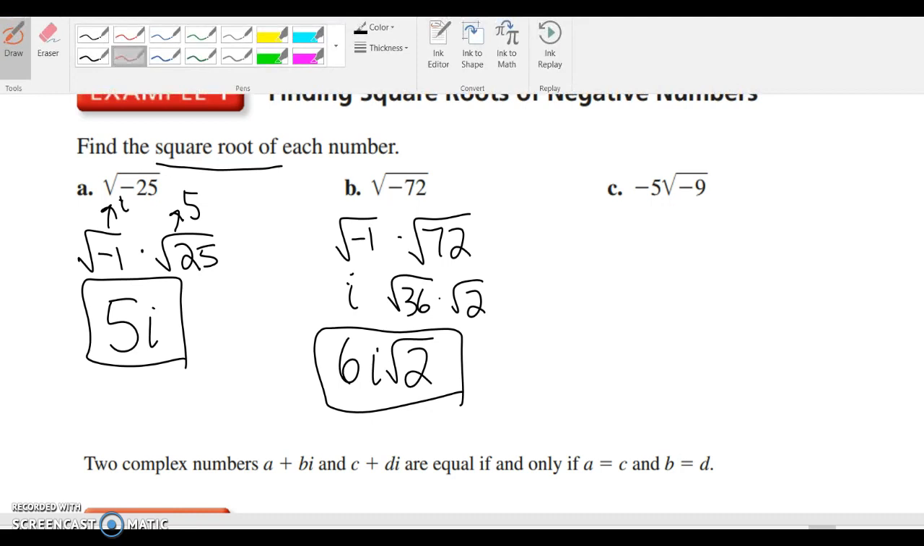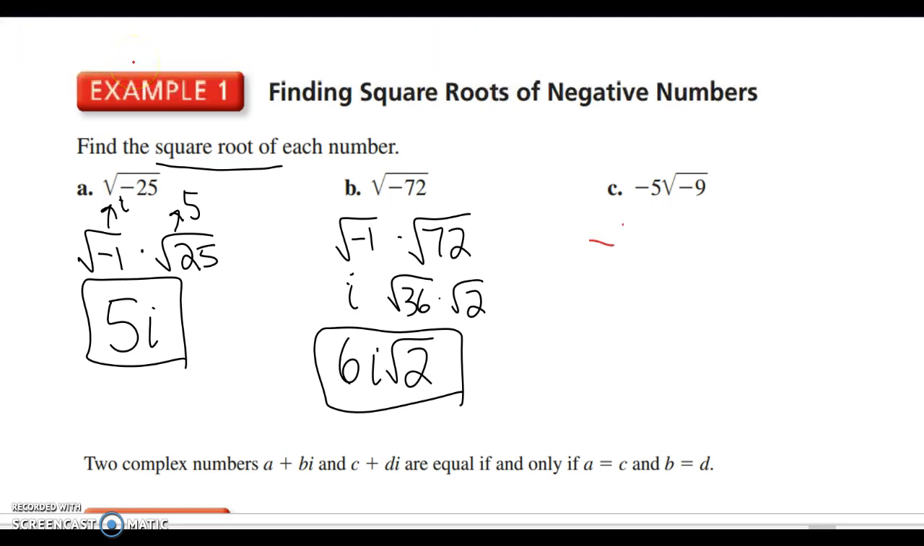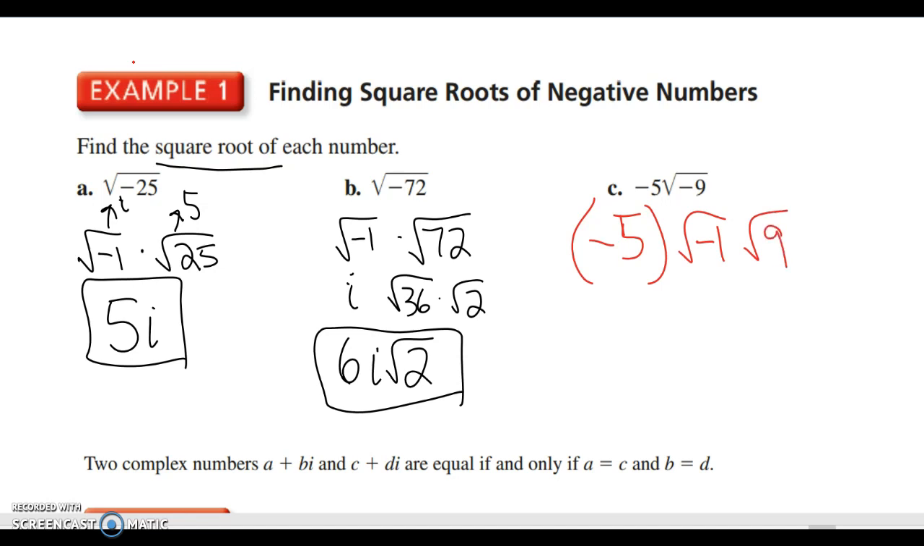And then for part C, I see a negative 5 out front, so I keep that negative 5 there and I'll multiply by it in the end. And then I have the square root of negative 1 times the square root of 9. So I'm going to say that's negative 5 times i times 3, because the square root of 9 is 3. So what's that going to be? Just multiply the 5 and the 3. So we've got negative 15i.